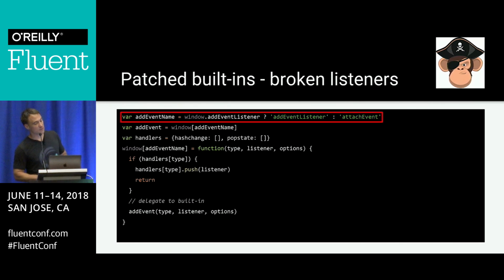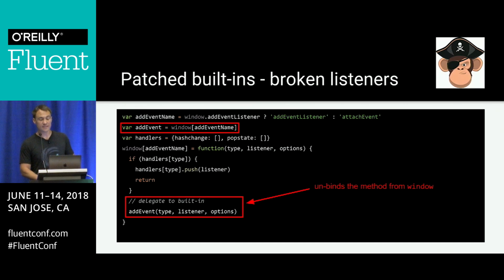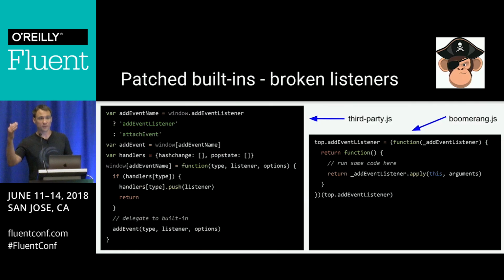First, they feature detect, falling back to the legacy attach event method. Then they assign a reference to the built-in function to a local variable. But then when they delegate to that built-in function, because they just invoke it instead of using .call or .apply, they essentially unbind addEventListener from the top window, which might not matter to some, but Boomerang runs inside of an anonymous iframe. We instrument the top level addEventListener, but because it's unbound by the time we get to it, we've lost our outer context.